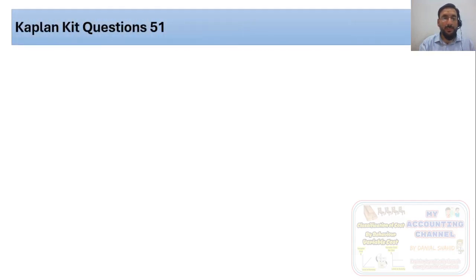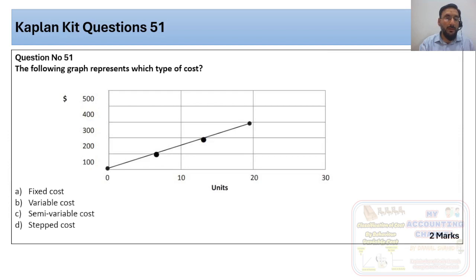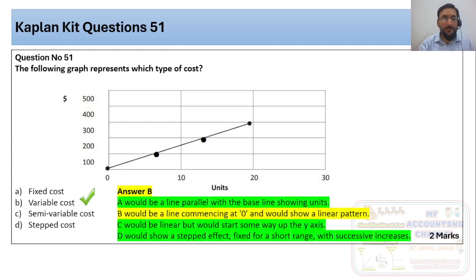Kaplan Kit 2017, question number 51. Have a glance at the question. The following graph represents which type of cost? We have discussed this in the last slide, if you remember. I hope you have understood that this graph is related to variable cost. Suggested answer: this is a graph for total variable cost to level of activity.